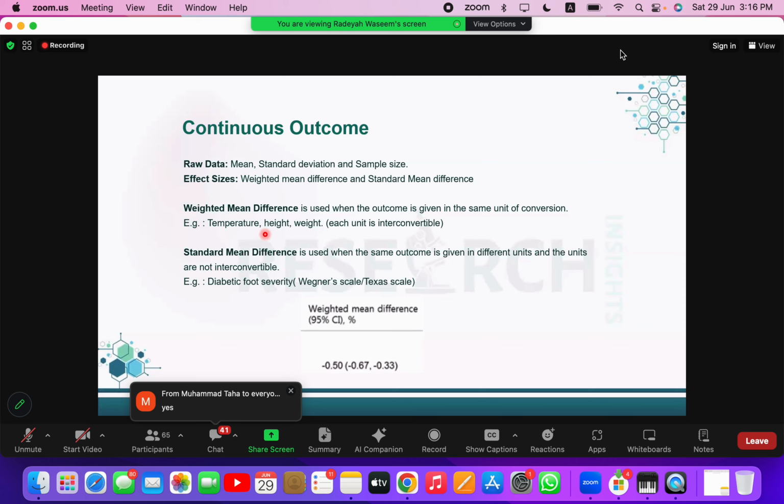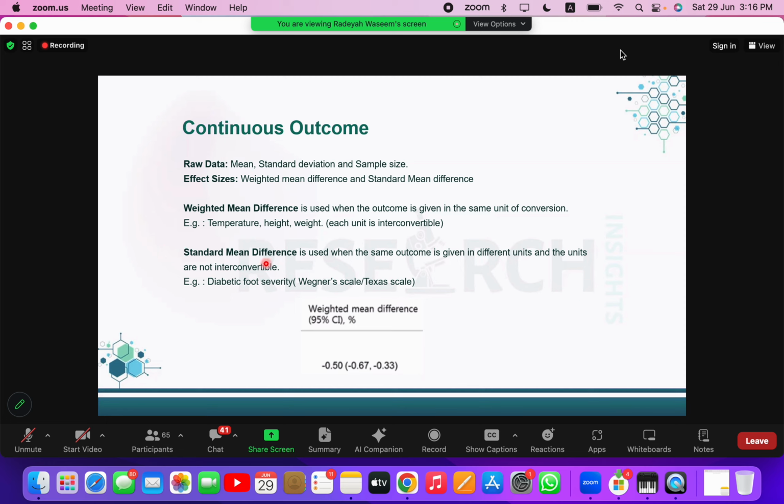Is this point clear? So again, raw data in continuous outcomes is reported in the form of mean, standard deviation, and sample size. This is what we enter on RevMan. The effect sizes for continuous outcomes are weighted mean difference and standardized mean difference. Weighted mean difference is used when the outcomes have units that are interconvertible. Okay, clear?